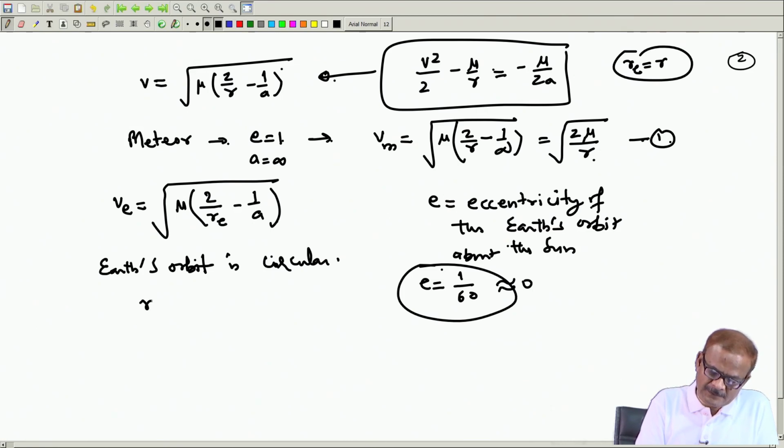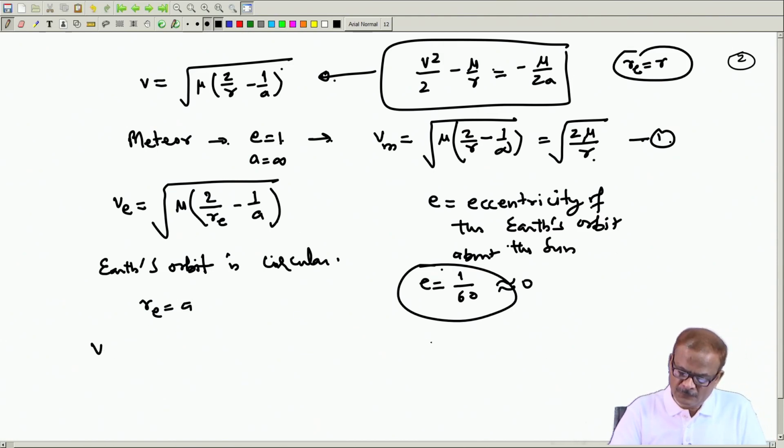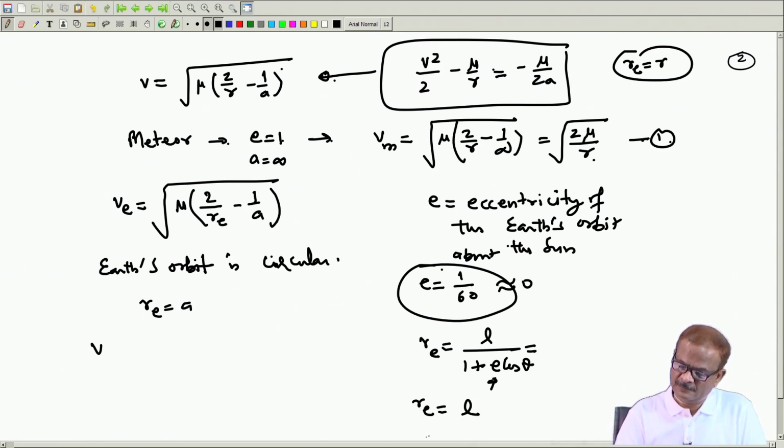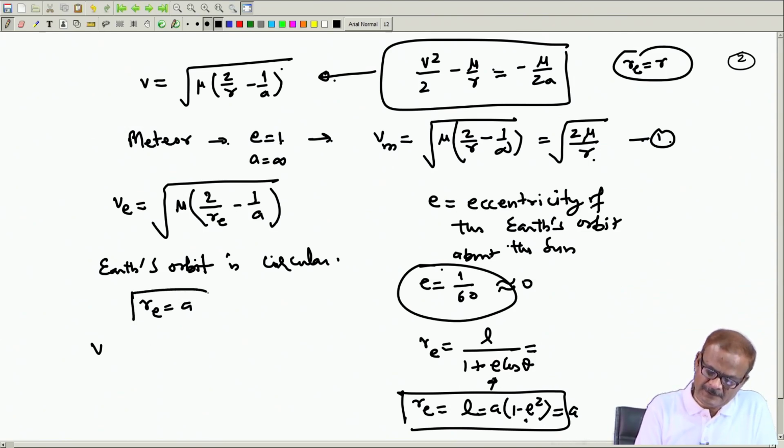If we do that, that means r Earth will be equal to a, and therefore, which we know that r Earth will be L by 1 plus E cos theta. In the case of if we assume it to be circular, this E is equal to 0. So, therefore, R E becomes equal to L, and this is equal to A times 1 minus E square. Therefore, E equal to 0 and this gets reduced to A. So, therefore, we are writing here R E equal to A, and once you insert here in this point.